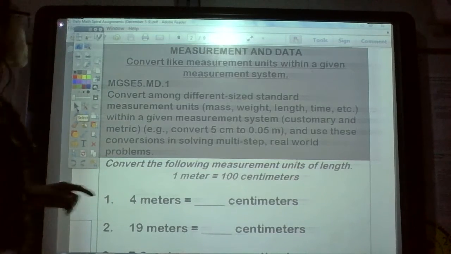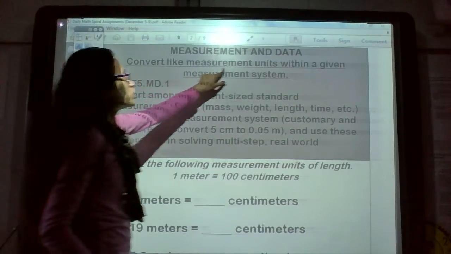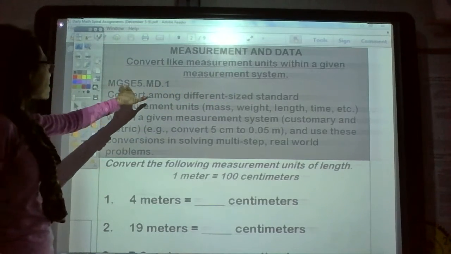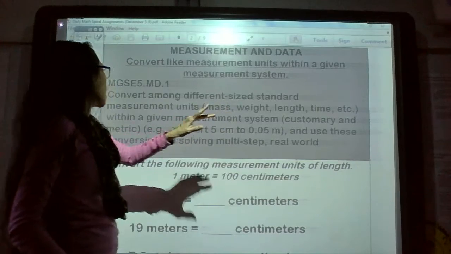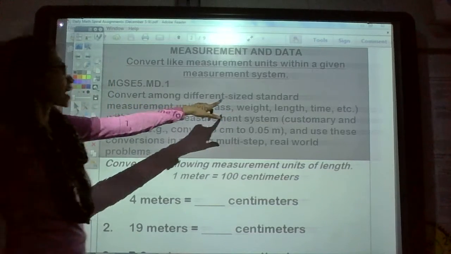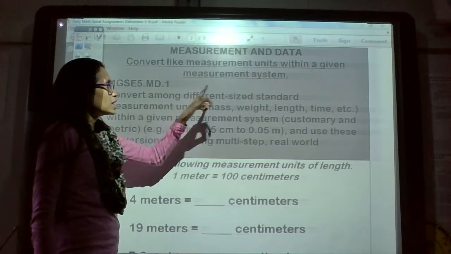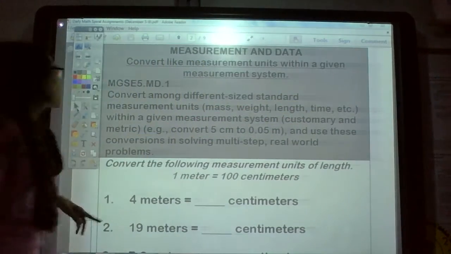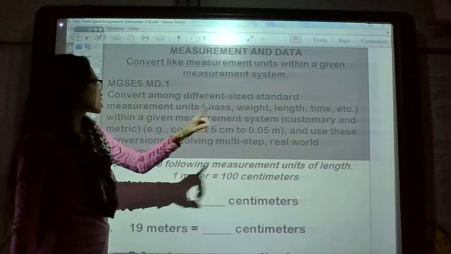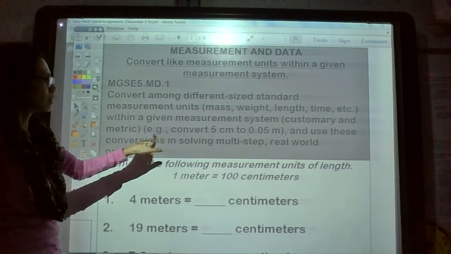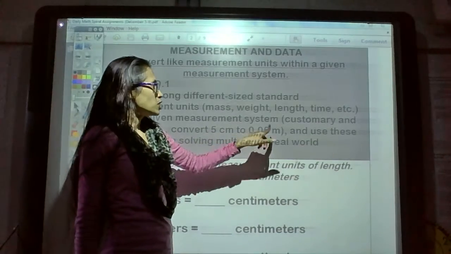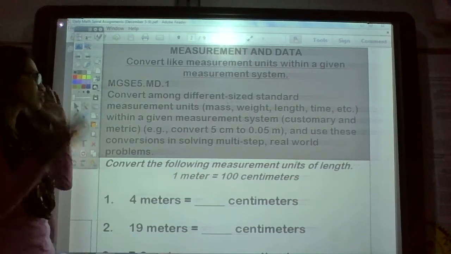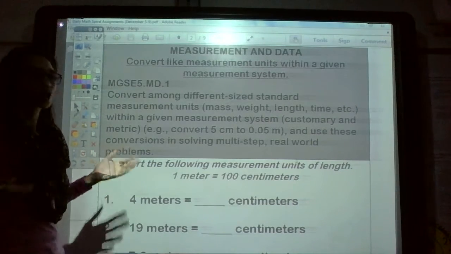Measurement and data. Convert like measurement units within a given measurement system. MGSE 5, MD1. Convert among different sized standard measurement units, mass, weight, length, time, etc. within a given measurement system, customary and metric. Examples given: convert 5 centimeters to 5/100ths of a meter and use these conversions in solving multi-step real-world problems.